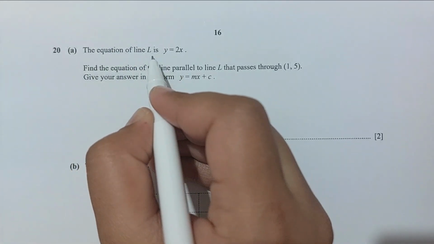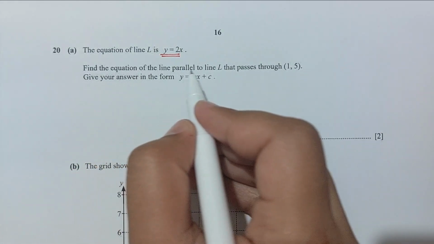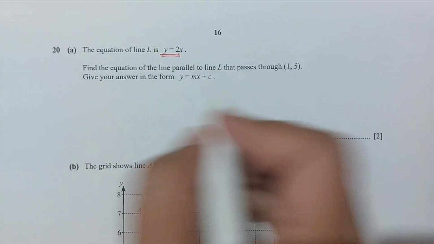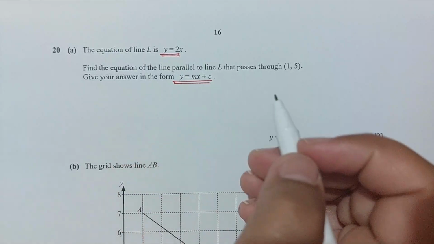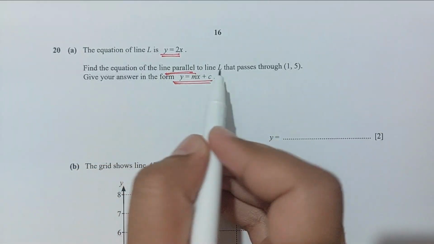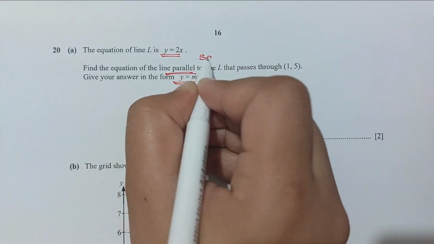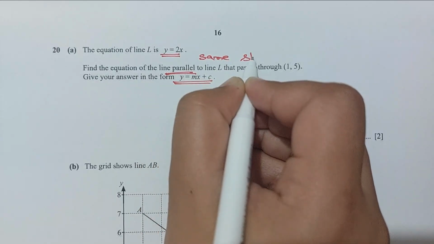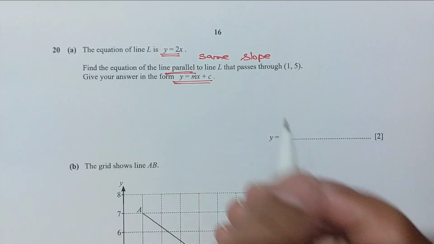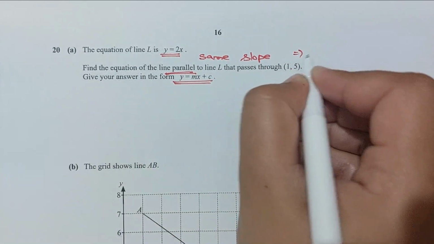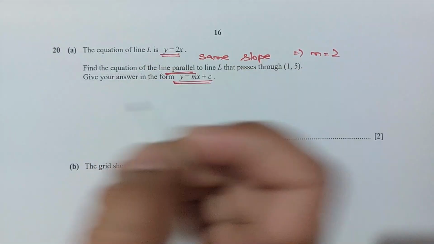Question number 20, part A. The equation of line L is y equals 2x. Find the equation of the line parallel to L that passes through (1, 5). Give your answer in this form. The line must be parallel, so it has the same slope. So the m value is the same, which is 2. This implies m equals 2.